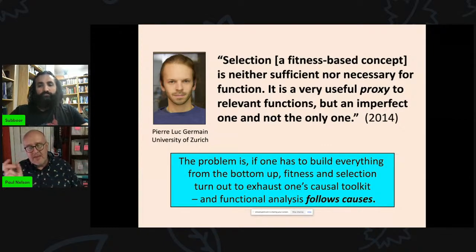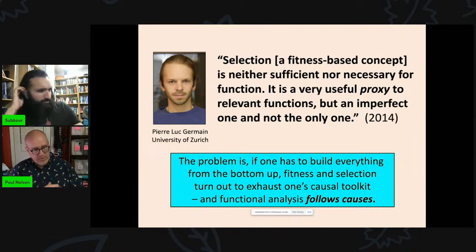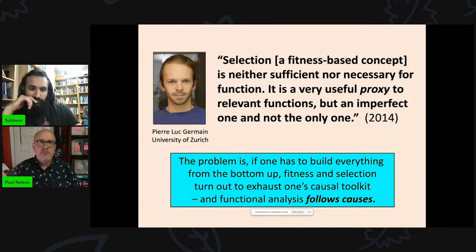We give that a name. We call it fitness. We assign a metric to it between 0 and 1. And just, who's leaving more genes in the next generation? That's how we score winners and losers in the evolutionary competition. That is a very limited toolkit of explanation.